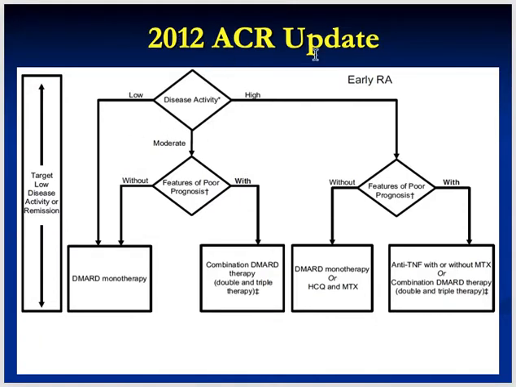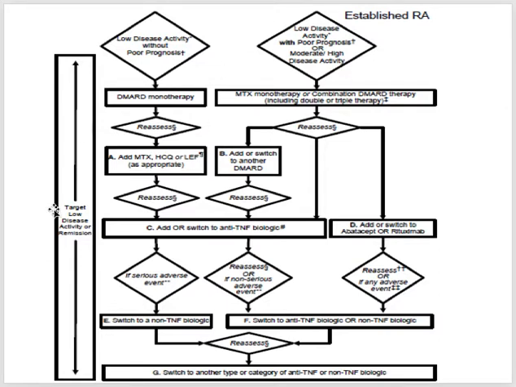So the 2012 ACR update: if disease activity is low, DMARD monotherapy. With features of poor prognosis, anti-TNF with DMARD, or without DMARD monotherapy with hydroxychloroquine. If disease activity is moderate with poor prognostic factors, combination DMARD, or without poor prognostic factors, DMARD monotherapy. This is how we move around, and again when to reassess and when to add some drug. This is one more flow chart they're talking about.